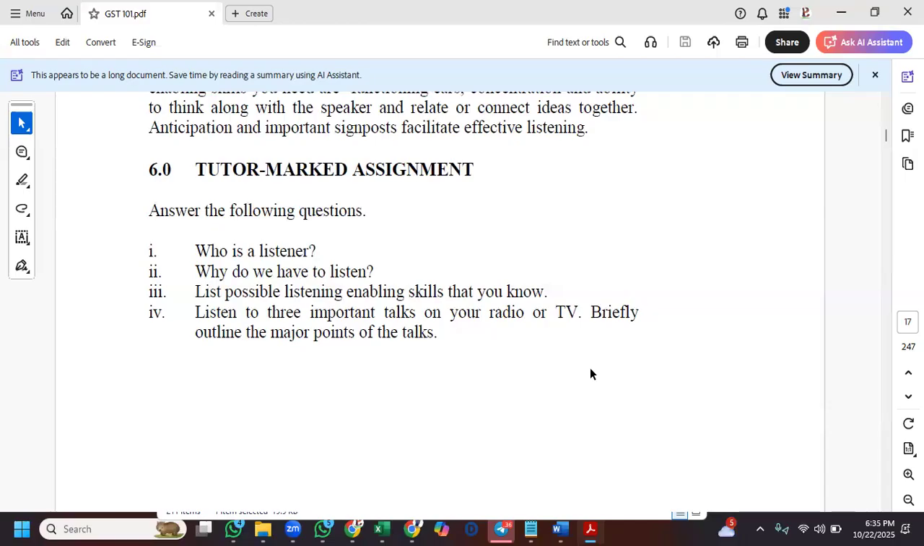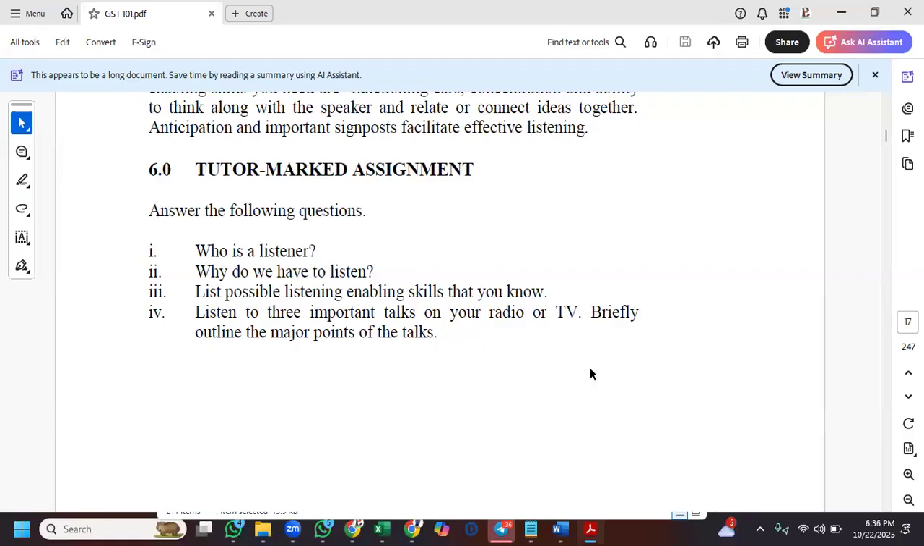It's programmed. So who is a listener? It's very simple. Someone who is capable of listening to what is being said, and possibly participate in what he or she is listening to.